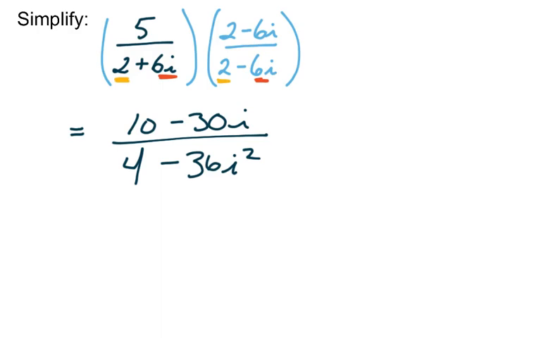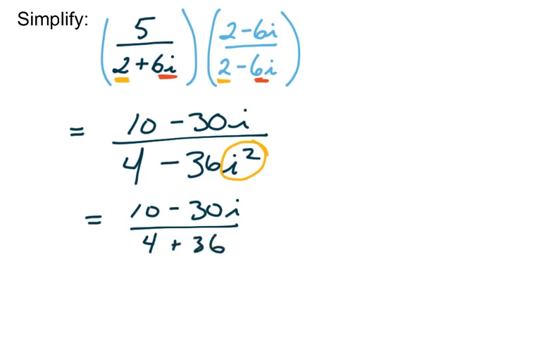So we've done all the multiplying correctly. Now we just have to simplify. So we go ahead, leave that numerator the same for a minute, and just simplify the denominator. We'll have 4. And this i squared turns into negative 1. So negative 36 times negative 1 is positive 36. And my whole fraction is now 10 minus 30i over 40. Which looks nice and simple, but we got one problem.